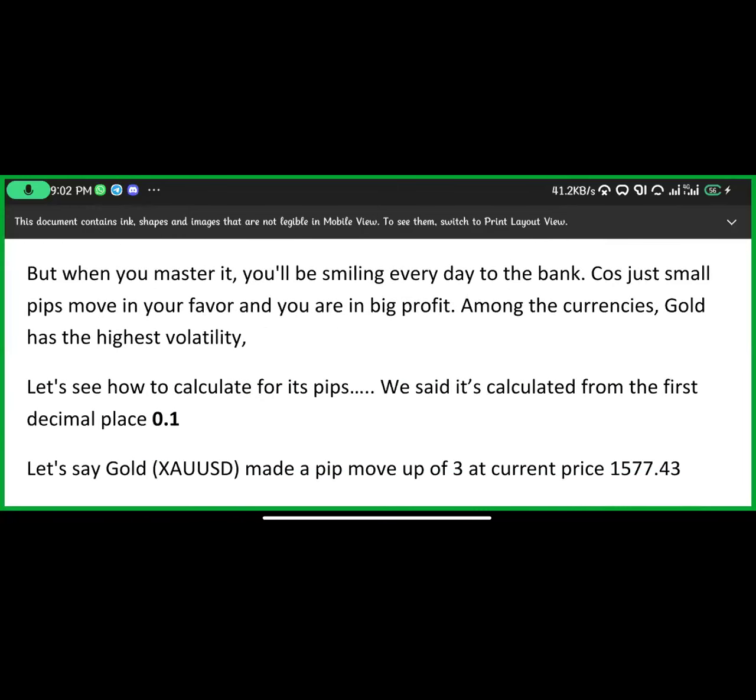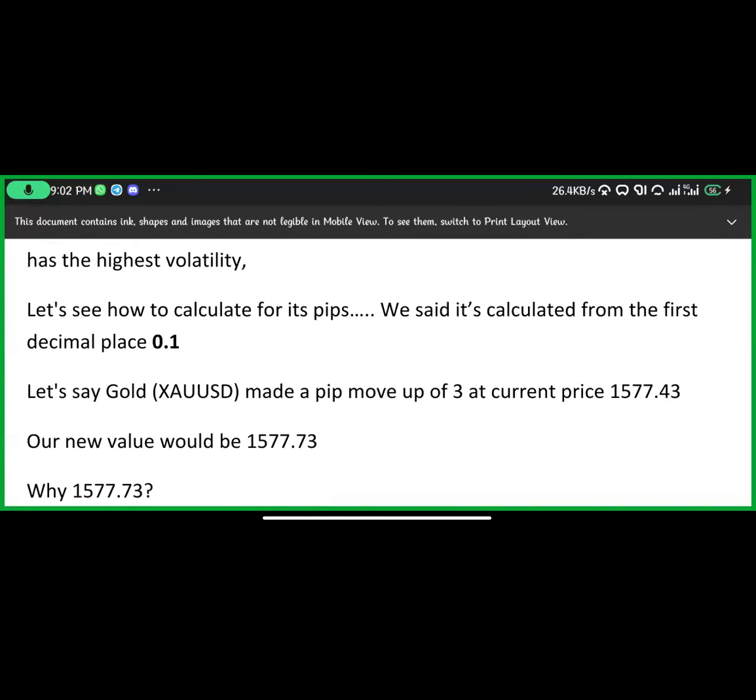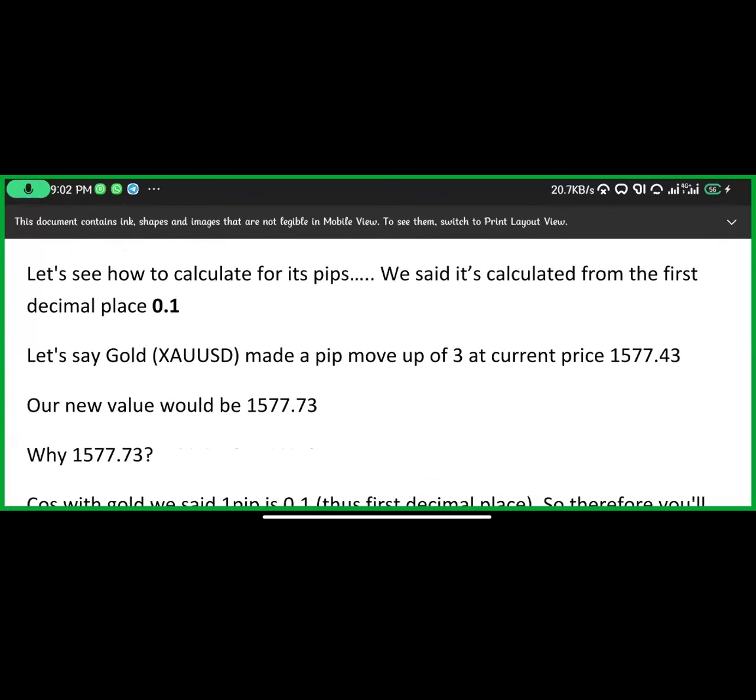Let's see how to calculate its pips. When you have to calculate the pips, the pip is calculated from the first decimal. Let's say gold, for example, now, made the pips move upward of 3 at the current price. Now, this is a price of gold. The current price of gold is 1577.43. Now, you are now asked to calculate 3 pips upward. That means gold did 3 pips and above. How will you calculate it?